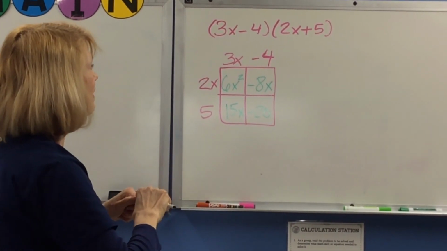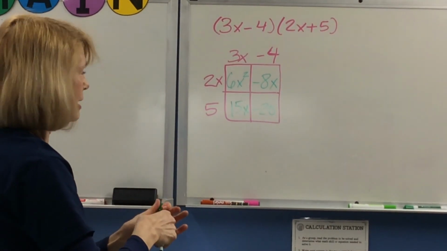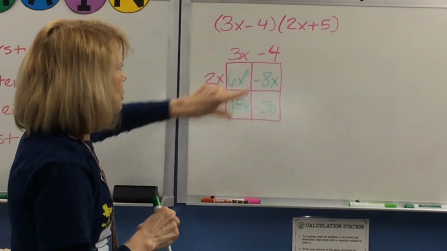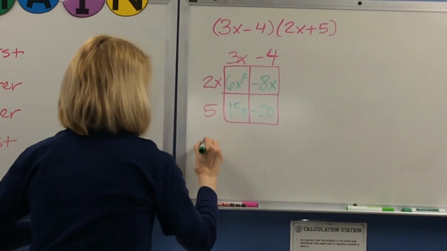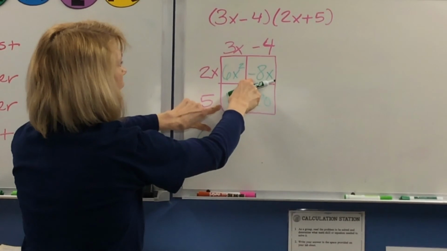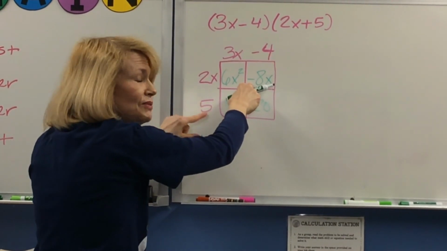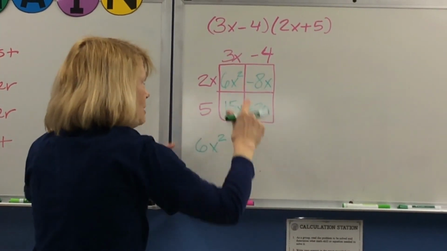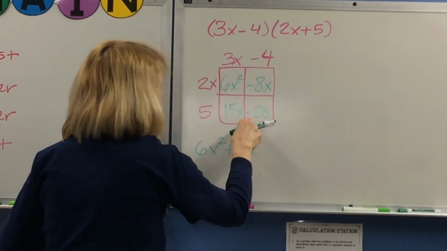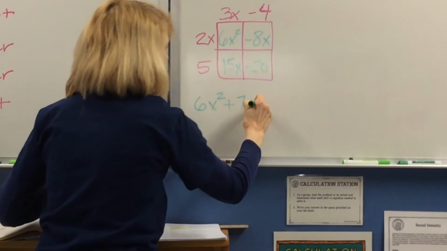So if I simplify that, I'm going to pull out my second degree term first, 6x squared, then I have minus 8x plus 15x. 15 minus 8 is 7, plus 7x, then my constant minus 20.